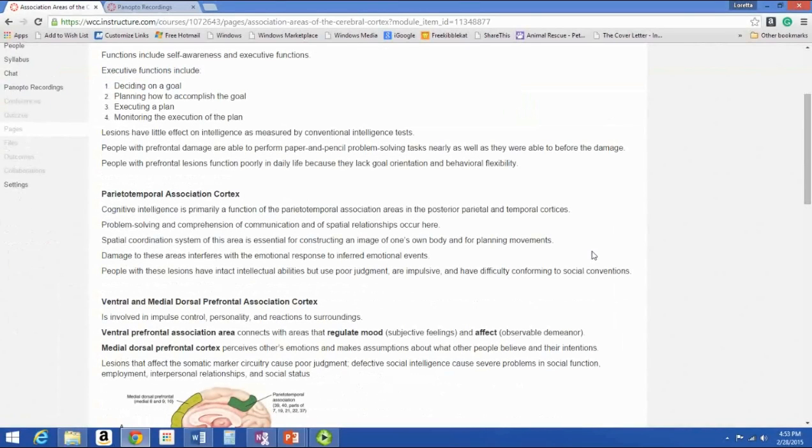So in the pictures in the book, on page 417 is one of them.